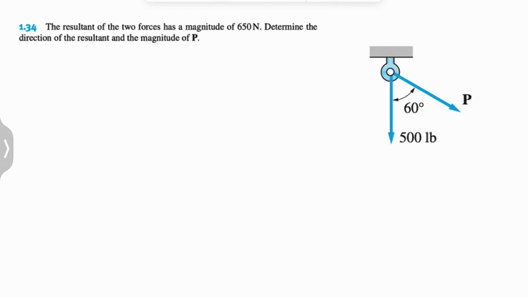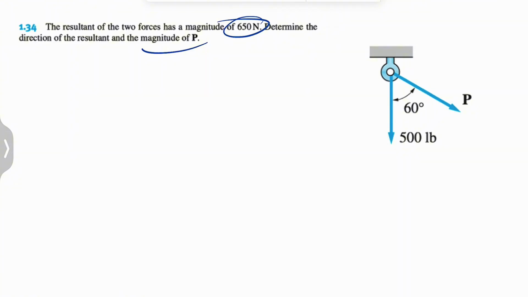Alright guys, let's see how we can solve question 34 from engineering mechanics. In this one we have the resultant of the two forces that has a magnitude of 650, and we need to determine the direction of the resultant and the magnitude of the force P.